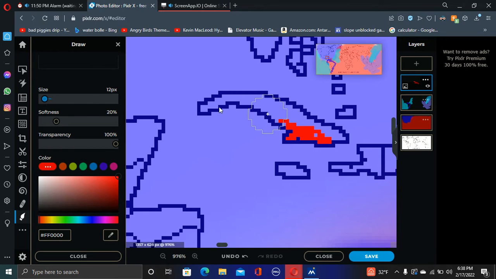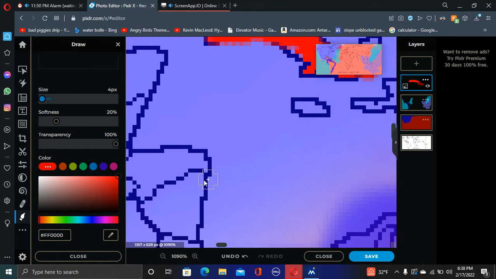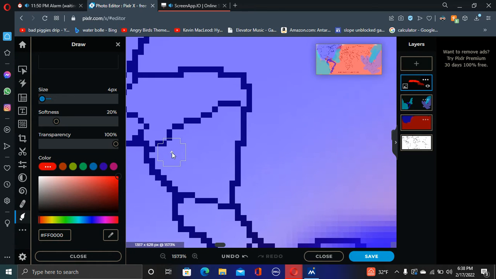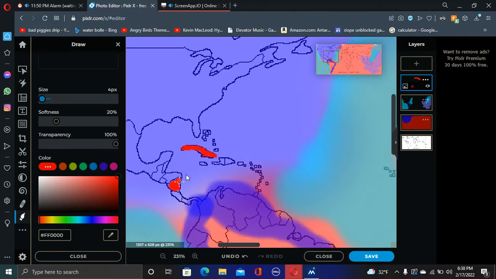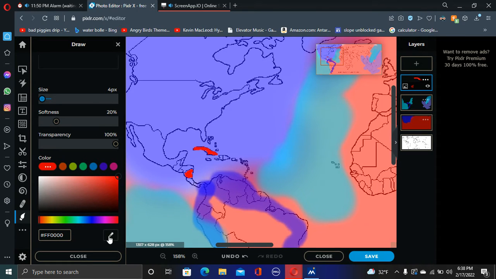And God, this is hard to color in. Good enough. This also inspires Nicaragua to join in on the war on the side of the red team. But the thing is, they're kind of encircled, so it's going to be an easy takeout.